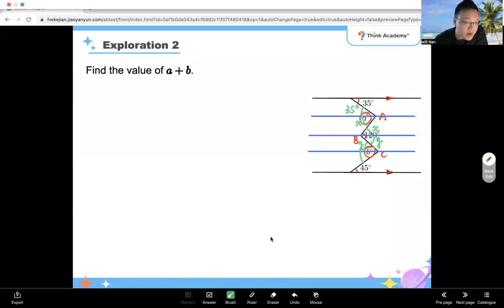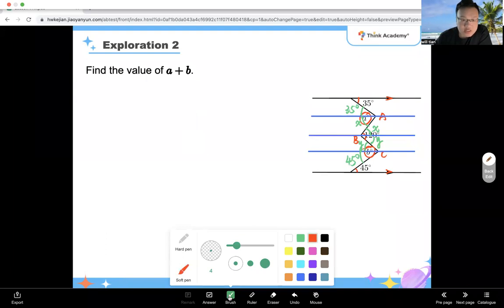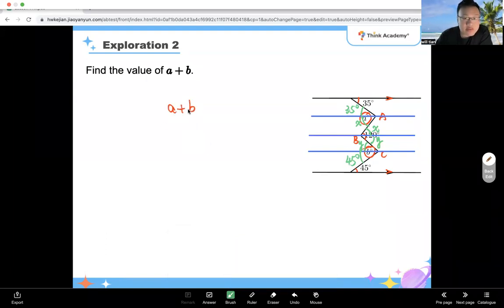Yes, it's b minus y. That's right. But do we know the size of that directly, the number? We do know that, right? It's just the 45. It's 45 degrees. So let's see, what is a plus b, guys? The question is asking you what is a plus b, right? So a plus b then equals, let's see, this a equals 35 degrees plus x. So 35 degrees plus x. And what is b? The b will be y plus 45 degrees.